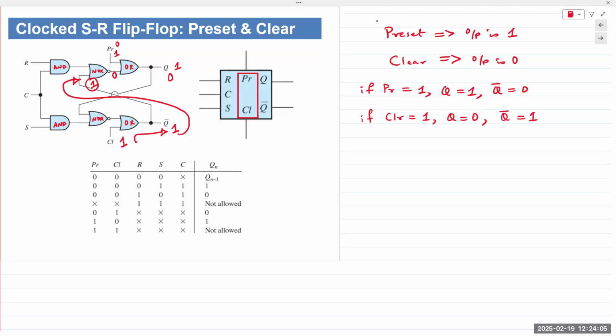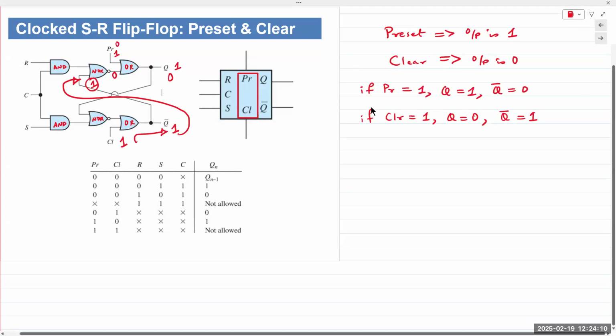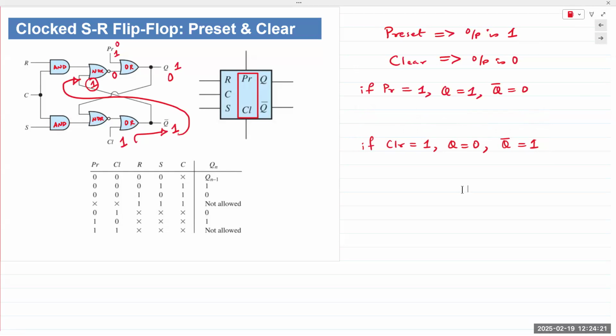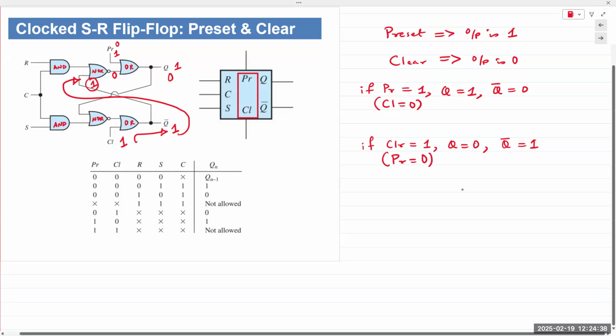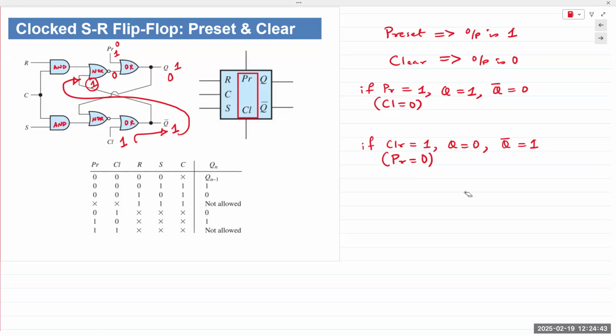Let me specify. If preset is 1, probably should have mentioned this. Both preset and clear are opposites of each other. So they would never be high or they would never be 1 at the same time. If preset is 1, by extension, it means clear is equal to 0. And if clear is 1, then preset is equal to 0. There would not be any condition where both would be high at the same time. So let me wipe that out and begin again.